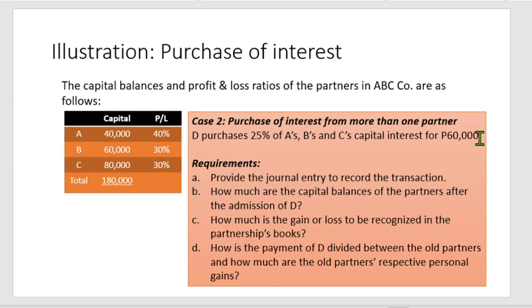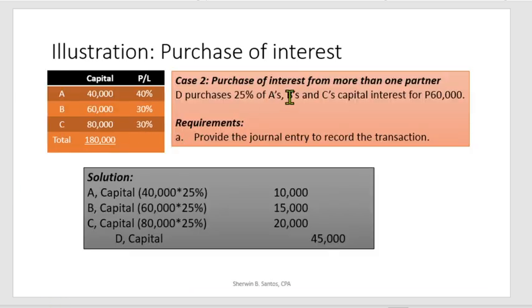So the requirement is to provide a journal entry for the transaction. B, how much are the capital balances of the partners after the admission of D? C, how much is the gain or loss to be recognized in the partnership's books? D, how much is the payment of D divided between the old partners and how much are the old partners' respective personal gains? So let us try solving this. Okay, this is the requirement for item A. Provide the journal entry to record the transaction.